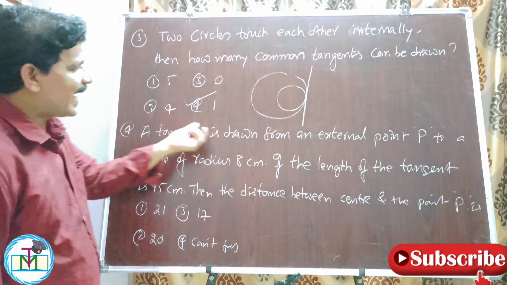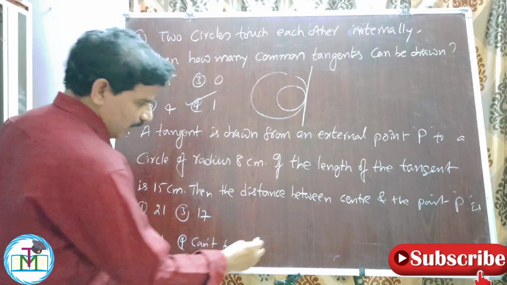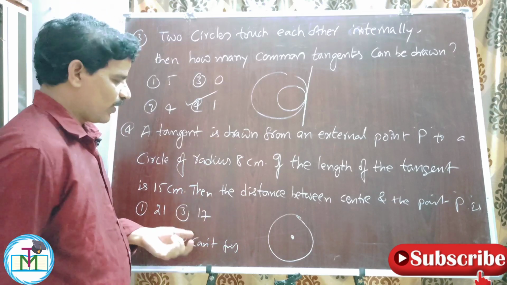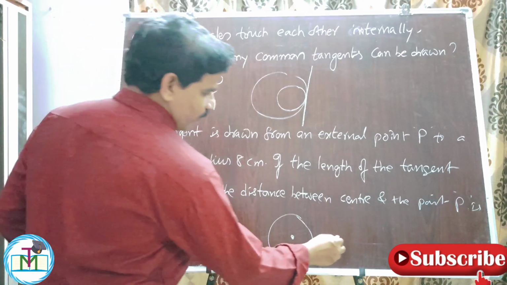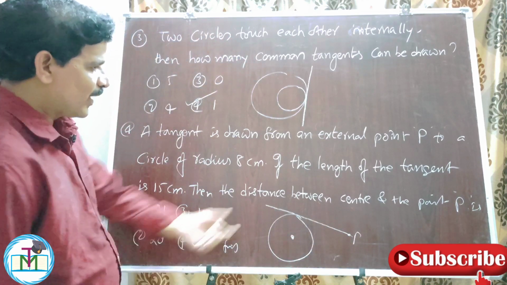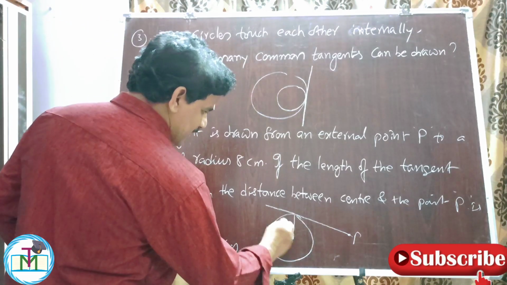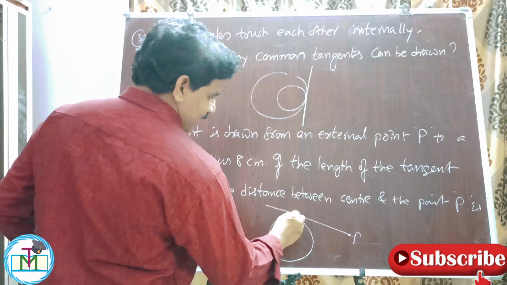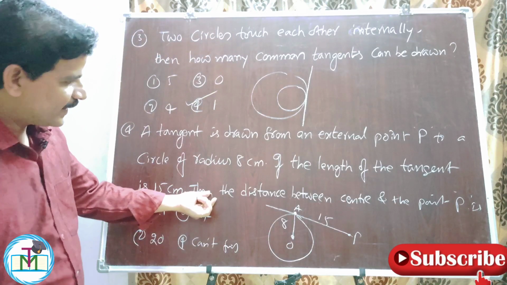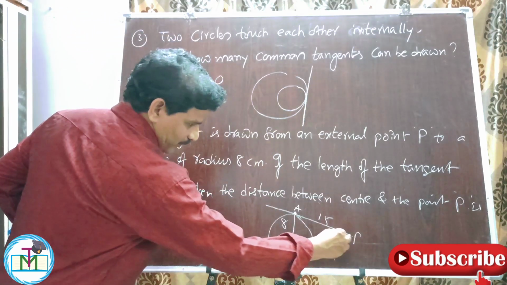Question number 4. A tangent is drawn from an external point P to a circle of radius 8 centimeters. So take a circle of radius 8 centimeters. One external tangent is drawn from point P. If the length of the tangent is 15 centimeters, the radius is 8 centimeters, and the length of the tangent, if it is A, this is O, this is 15 centimeters. Then the distance between the center and the point P, see here carefully, I want this one.